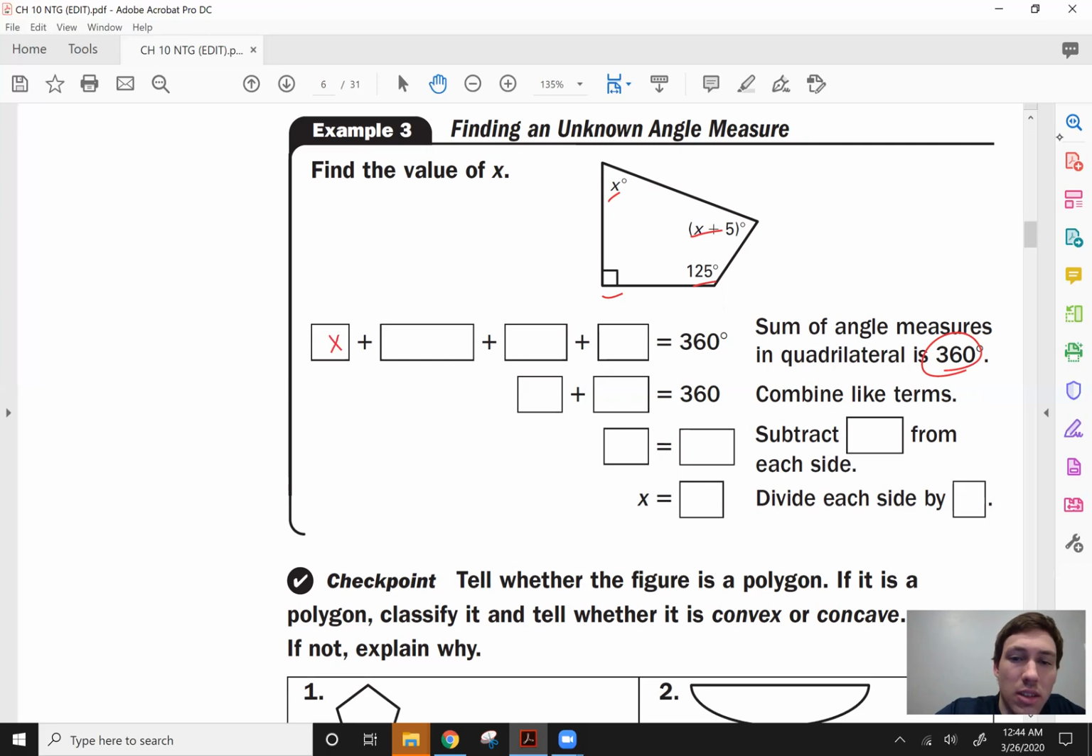So it's going to be x plus 5 plus 125 plus 90 all together equals 360. So when I add this all up, I'm going to combine the like terms. So x and x gets me 2x, and 5 plus 125 plus 90 is 220. Okay, so right now it looks like this.